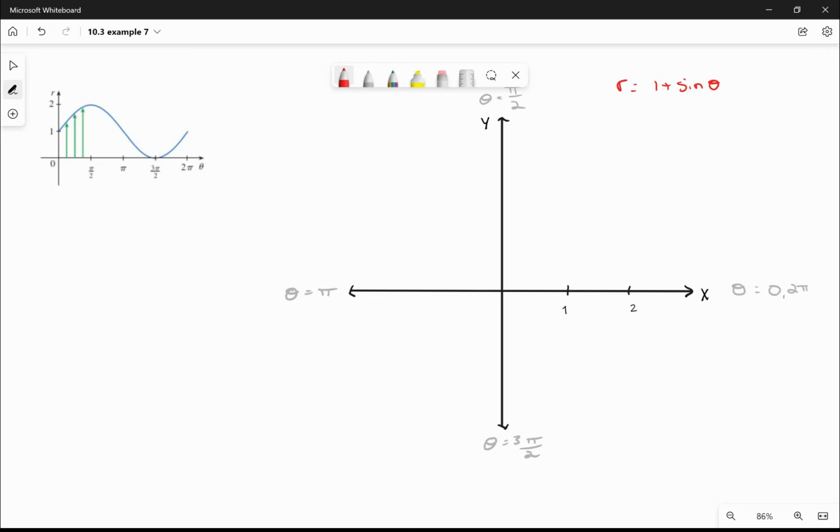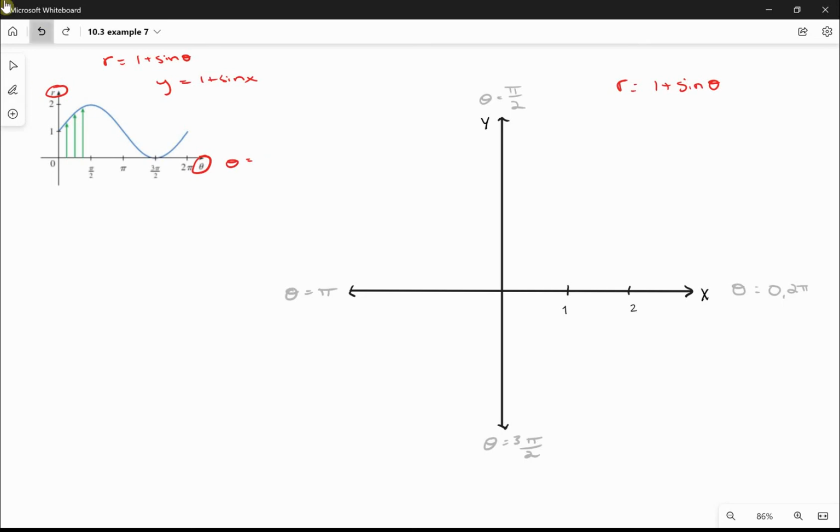Be careful to note that this graph up here in the left corner is not the graph of the polar curve, right? This is our r equals 1 plus sine theta, where r is the y-axis and theta is the x-axis. So this is exactly the same as what y equals 1 plus sine x would look like if we had theta equal to x and r equal to y.